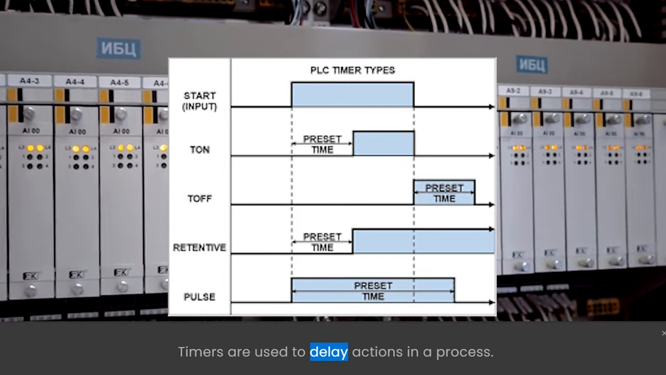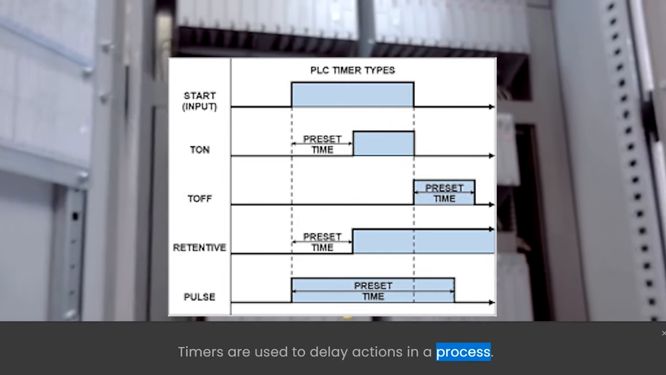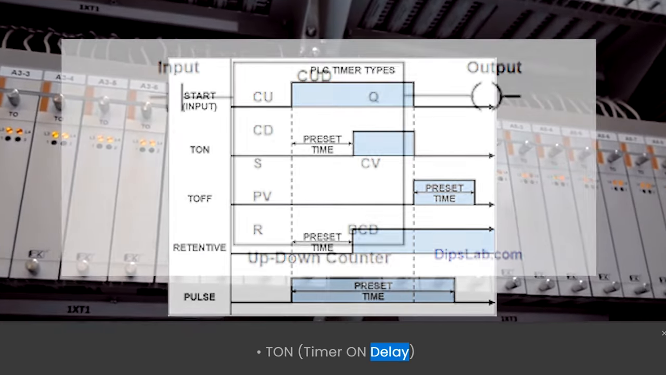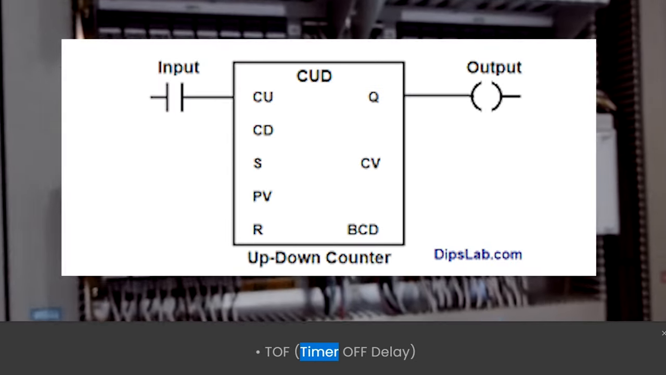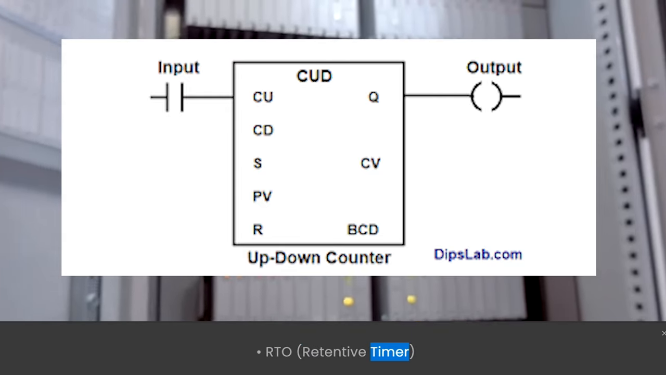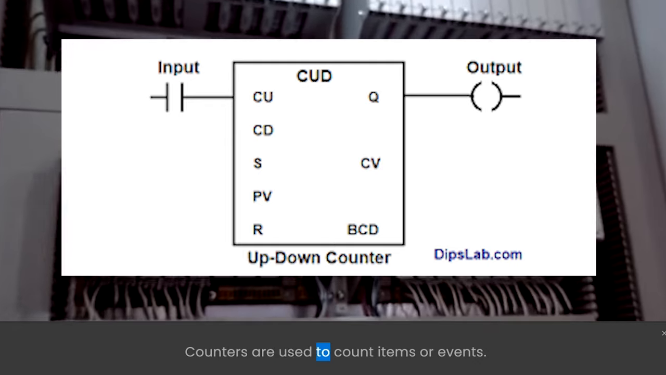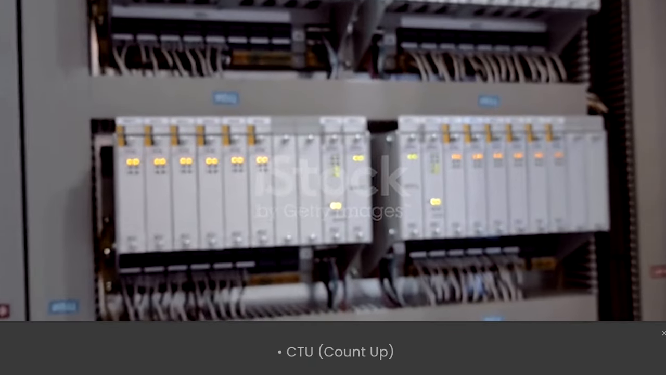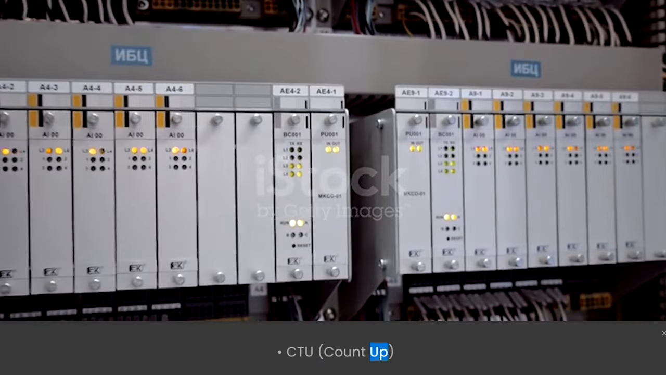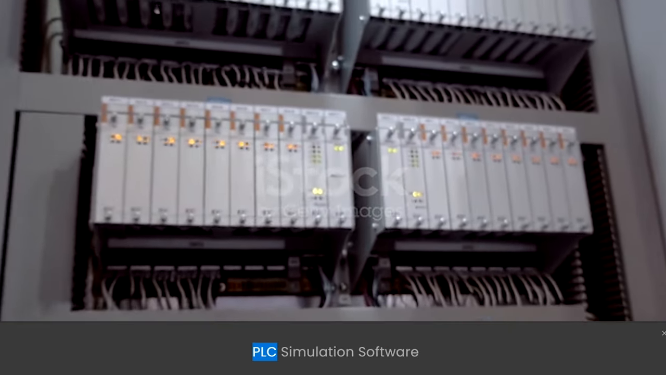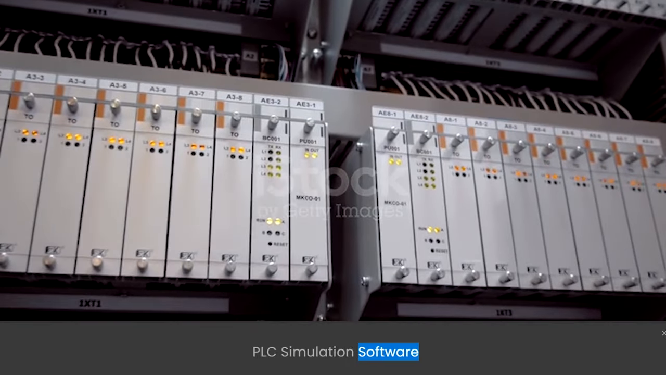Timers and counters. Timers are used to delay actions in a process. Types: TON, timer on delay; TOF, timer off delay; RTO, retentive timer. Counters are used to count items or events. Types: CTU, count up; CTD, count down.